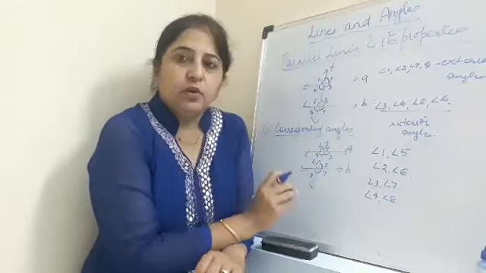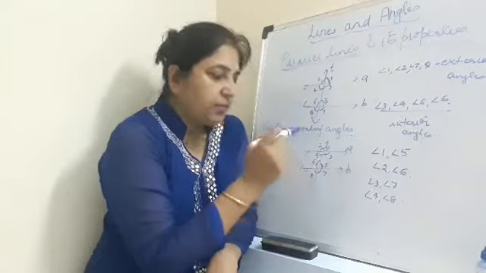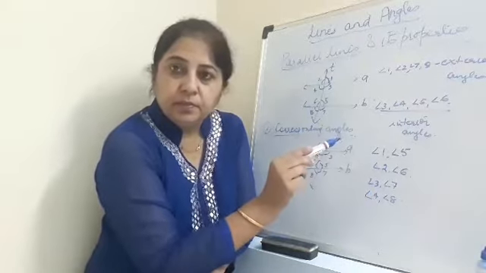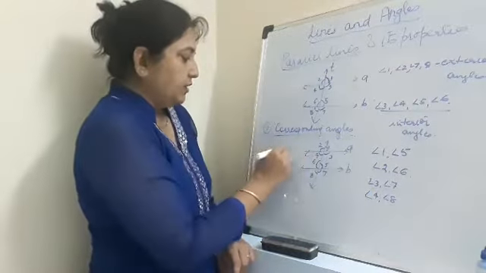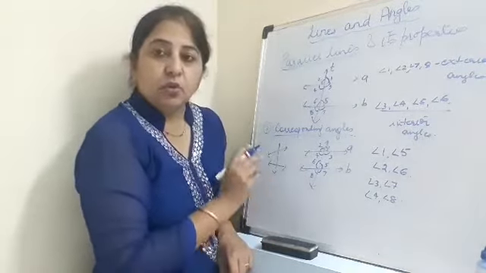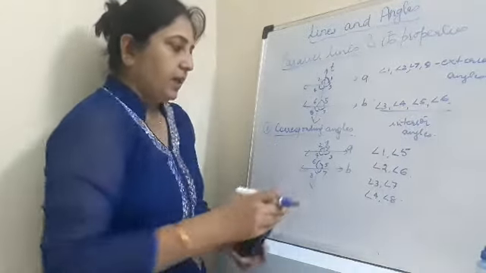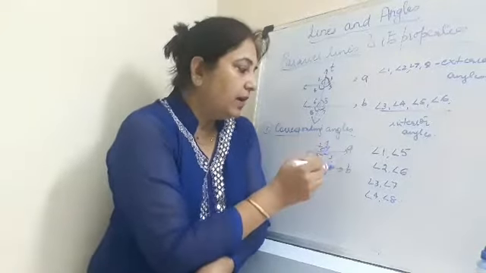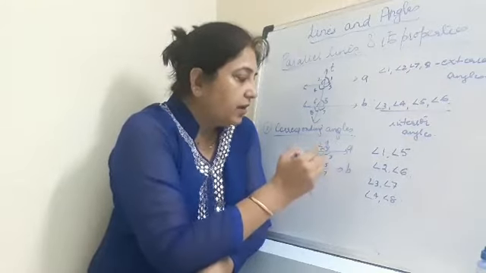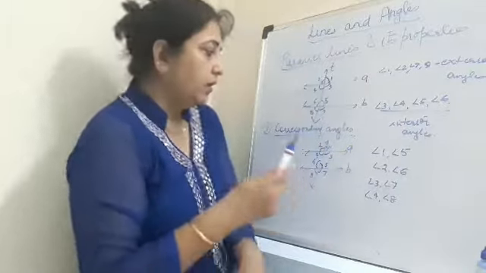Now what is the property of the corresponding angles for parallel lines? When two parallel lines are cut by a transversal, the corresponding angles formed are equal in measure, right? As I told you before, corresponding angles will also be formed with non-parallel lines, but those angles will not be equal. So this property applies only when the lines are parallel. I repeat, when two parallel lines are cut by a transversal, the pairs of corresponding angles formed are equal in measure, right? This is the first property, corresponding angles.